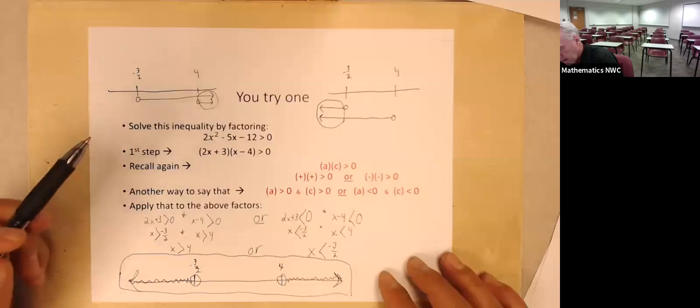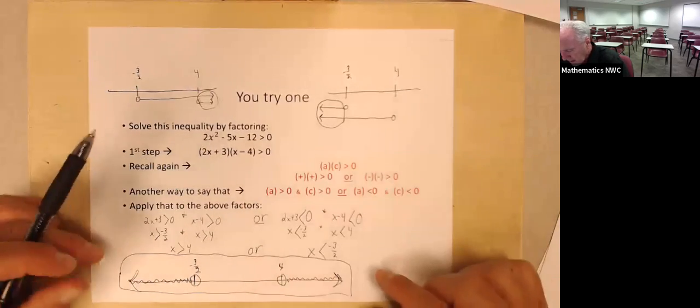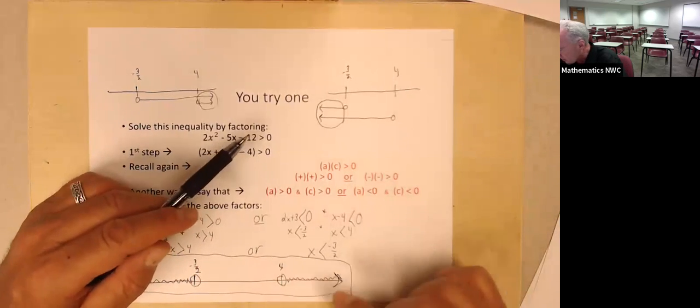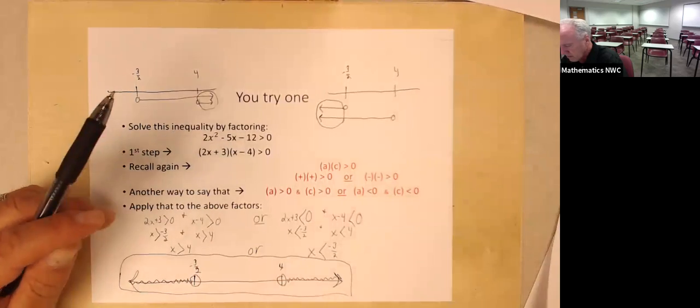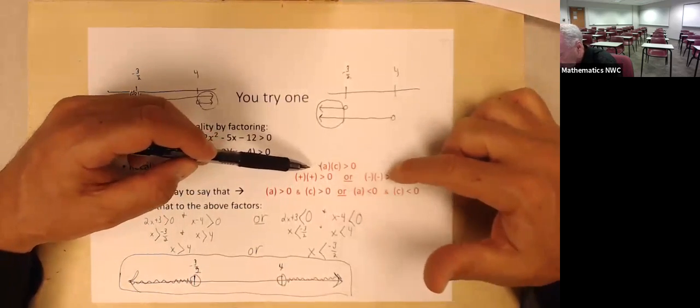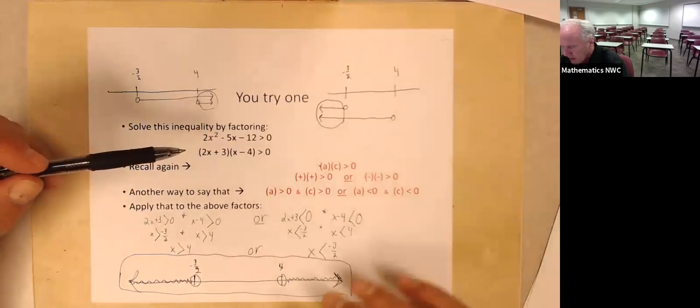That is solving this inequality by factoring. I show the answer with a graph because on an inequality, there's an infinite amount of answers. Again, make sure you understand what's in red here and how we took that and applied it. That's crucial.